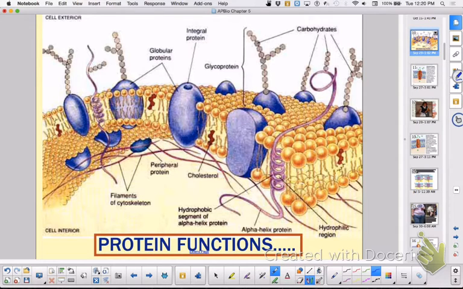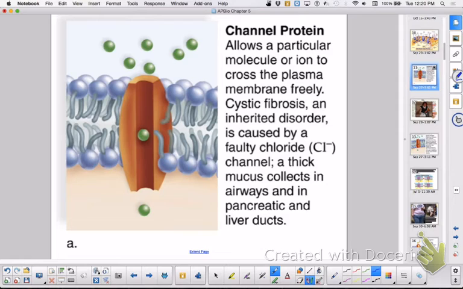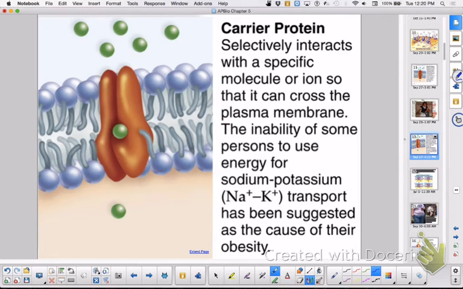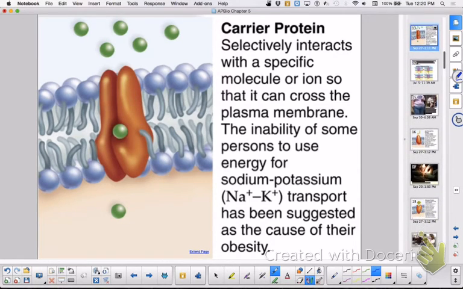All right, and then I'm blazing through this really quick. We just said channels, like moving chloride ion from one side to another. Are proteins specific? Yes, very specific, always. So we have channels, and then we had carriers.